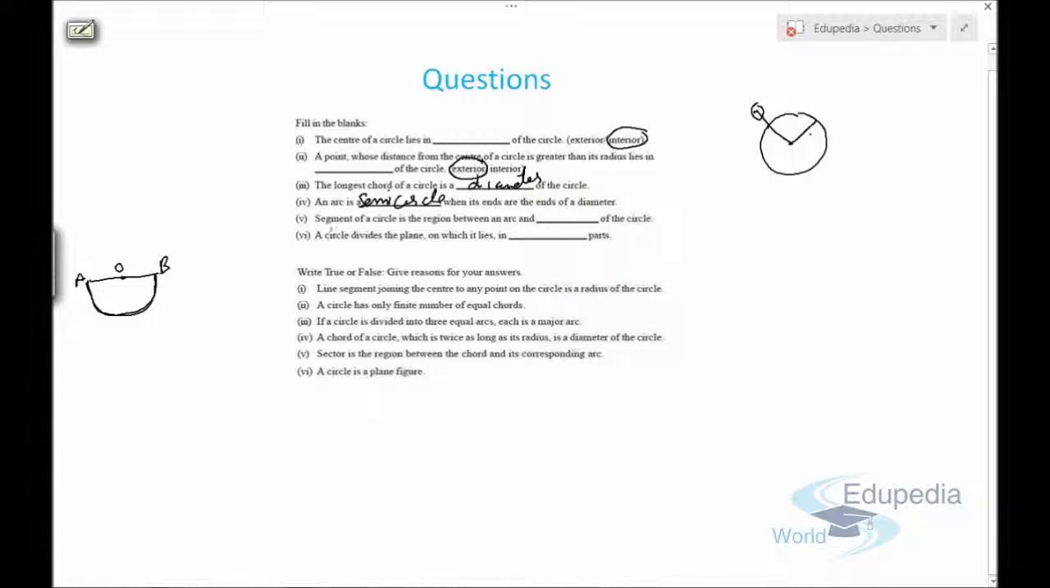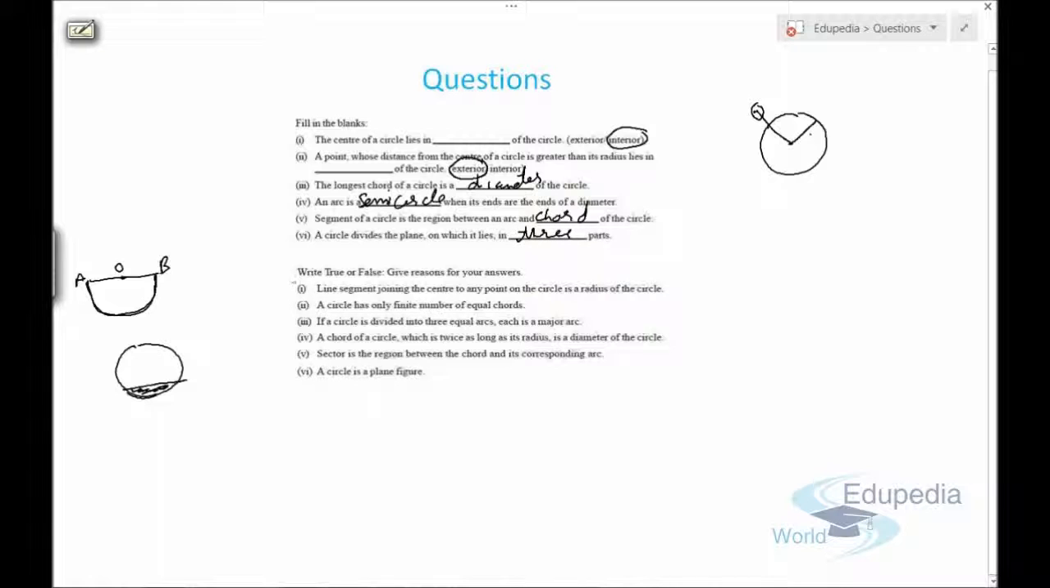Now the next fill in the blank: segment of a circle is the region between an arc and dash of a circle. So we have done, let's say this is a circle and we draw a chord like this. So this is what? Segment. So it is a region between an arc and the chord of a circle. So we can write the chord over here. Now the next question is, a circle divides the plane on which it lies into how many parts? A circle divides the plane on which it lies into 3 parts, right?